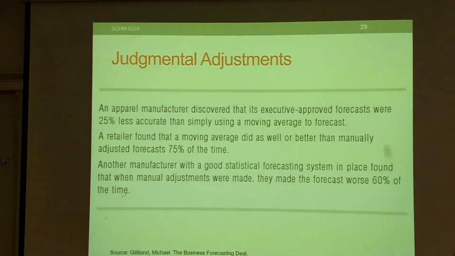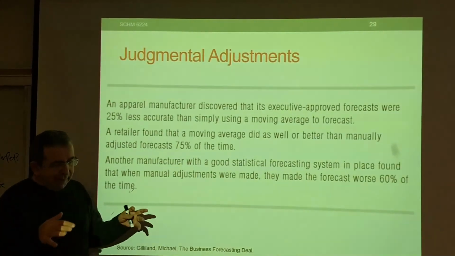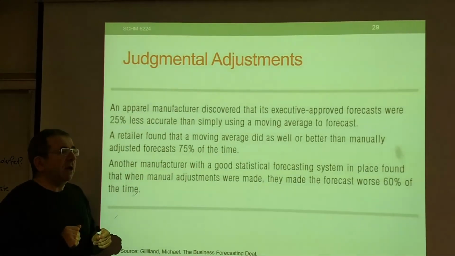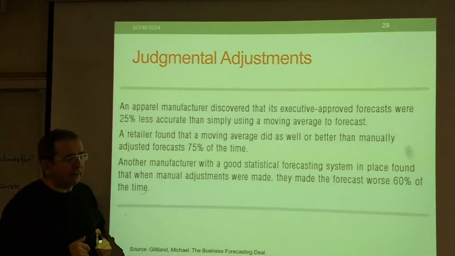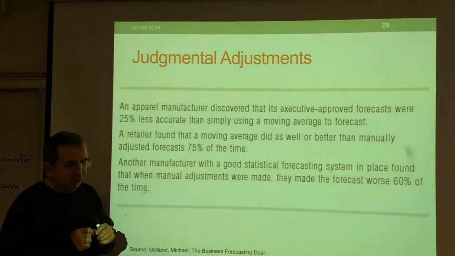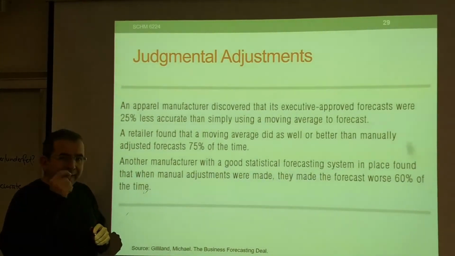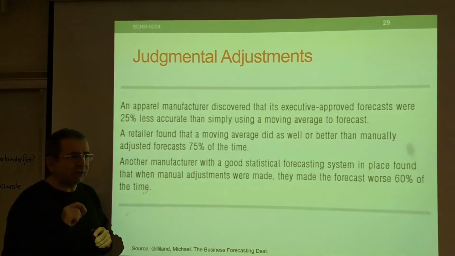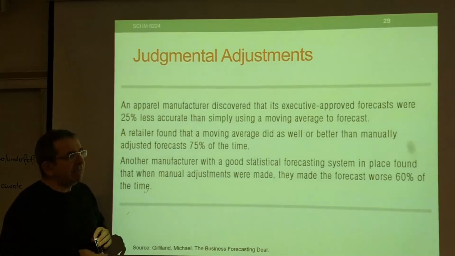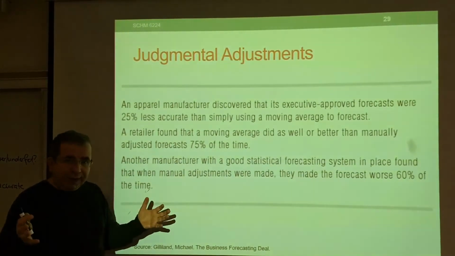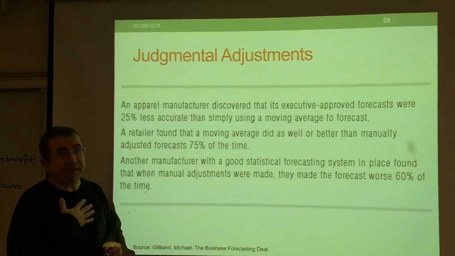I want to briefly talk about judgmental adjustments. So when companies generate forecasts, they use, I don't know, exponential smoothing or whatever, they generate a statistical forecast, and many times companies will manually override the statistical forecast, and they'll try to fine-tune the forecast. And this is a very widely applied practice, and I'm personally a big fan.